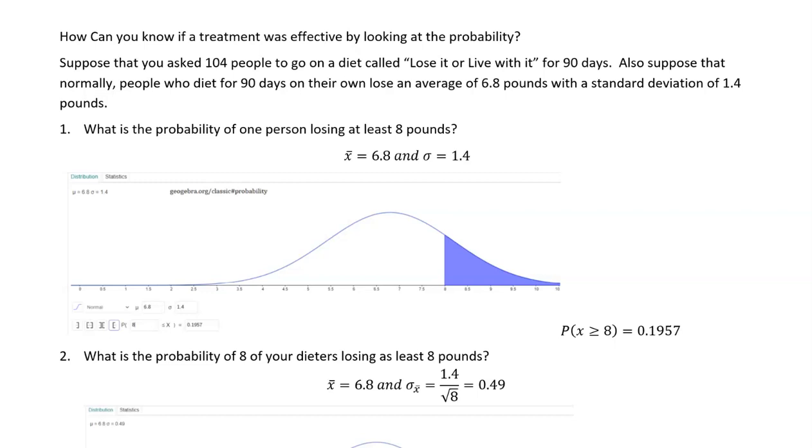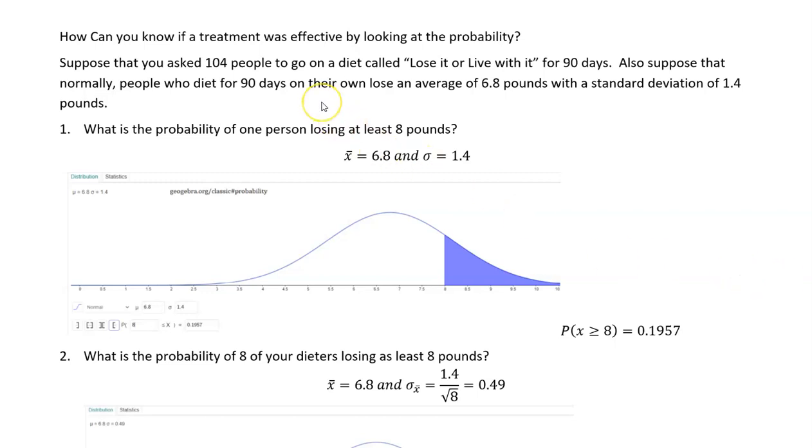So an example is, suppose you had 104 people and they all went on a diet called Lose It or Live With It for 90 days. Also suppose that normally people who diet for 90 days on their own lose an average of 6.8 pounds with a standard deviation of 1.4 pounds. So you could ask yourself the question, what's the probability that one person would lose at least 8 pounds if they went on a diet?